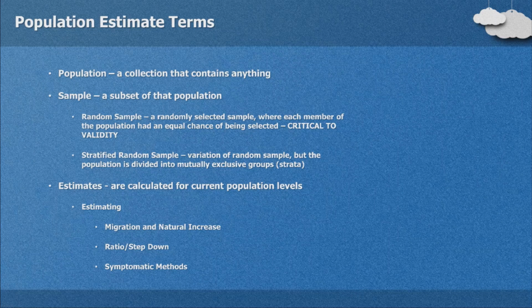So estimates are calculated for current population levels. How do we estimate population? We use something called natural increase and migration. There's something called ratio or step down. Symptomatic methods are just clues that we can see in a neighborhood, maybe doorbells, mailboxes. I used to have to do some TIF work, and we'd do resident relocation. We'd have to figure out how many residents were in a TIF. We'd always be counting power meters and mailboxes. So symptomatic methods are ways that a planner can sort of identify population.